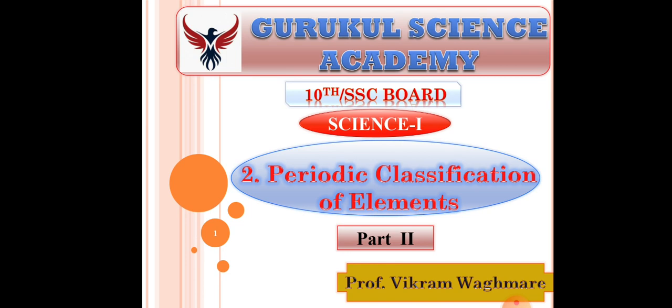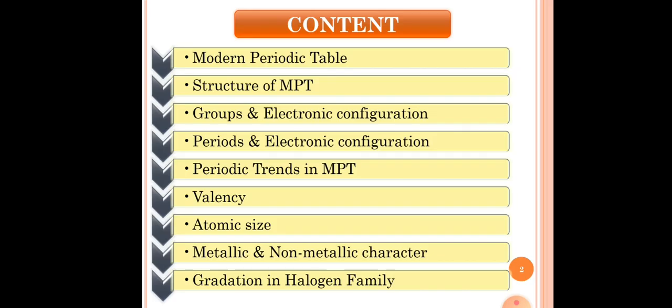In this video, we are going to study the modern periodic table. The contents of this video are: modern periodic table, structure of modern periodic table, groups and electronic configuration, periods and electronic configuration, periodic trends in modern periodic table, valency, atomic size, metallic and non-metallic character, and last one, gradation in halogen family.